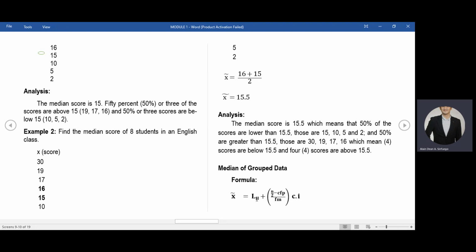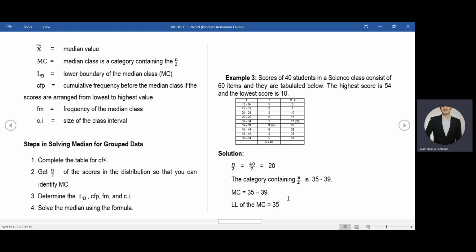Here is the formula. X tilde is equal to the lower class boundary plus the quantity n over 2 minus CFP, all over FM, times the class interval. You have this legend here. CFP is the cumulative frequency before the median class. FM is the frequency of the median class. CI is the size of the class interval.